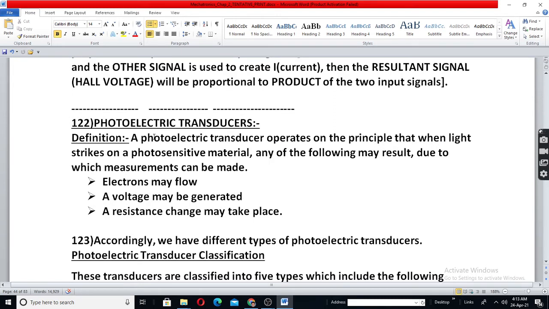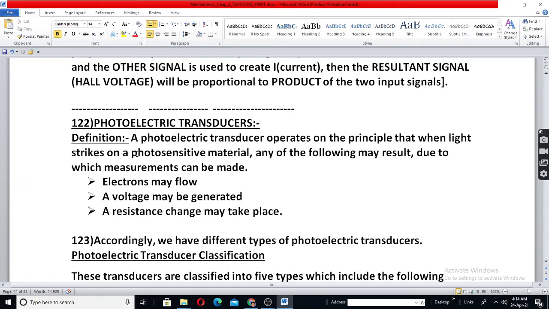Photoelectric transducer. So here the property is variation of current or voltage or resistance with the change in light. Photo means light. Electric means any property of current, voltage or resistance.